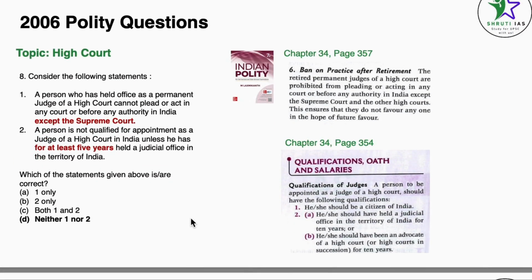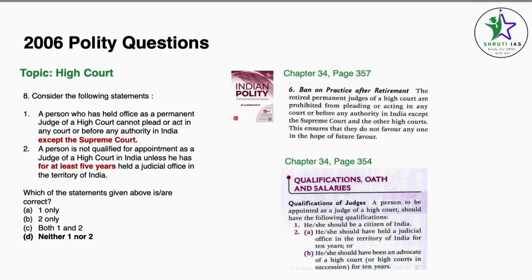Coming to question number 8, point number 1: a person who has held office as a permanent judge of a high court cannot plead or act in any court or before any authority in India except the Supreme Court. Point number 2: a person is not qualified for appointment as a judge of a high court in India unless he has for at least 5 years held a judicial office in the territory of India. Now let's look for the answers of these points. So we come to chapter 34, page number 357. Chapter 34 is high courts in Lakshmikanth.